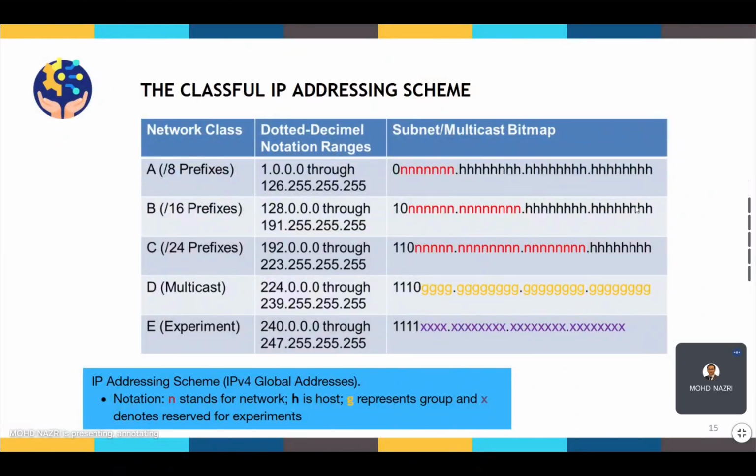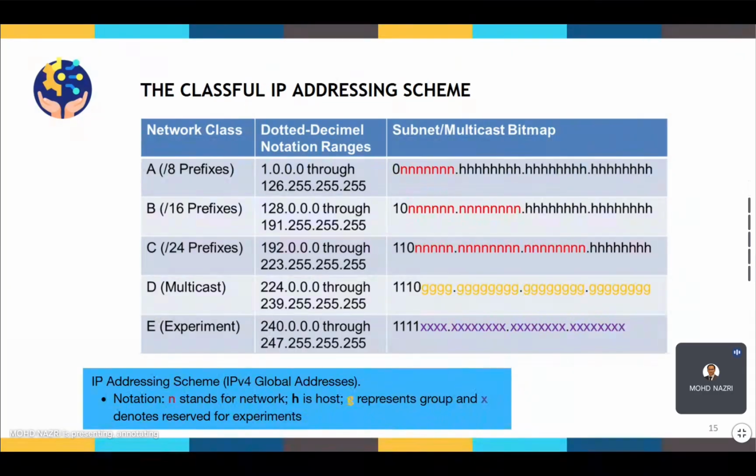For 16, that means 1, 2 blocks. For an 8 prefix, that means just the one n block of 8 bits. A 16 prefix means 1 block, 2 blocks. And /24 means you have 3 blocks of 8 bits for the network. 1, 2, 3. So that's what prefix means in this context.